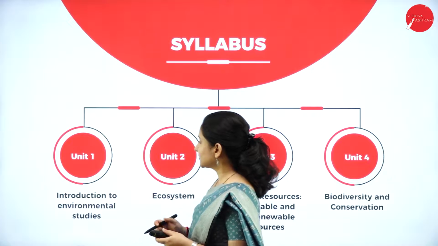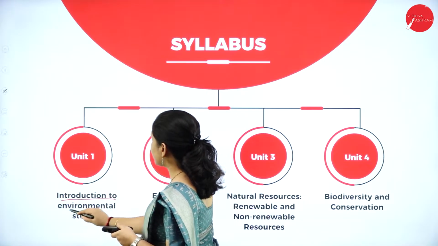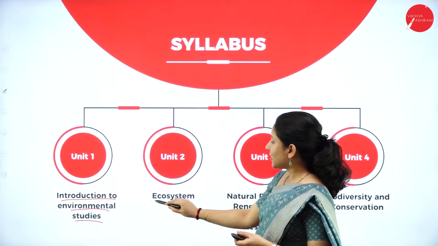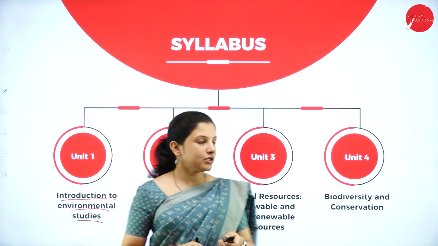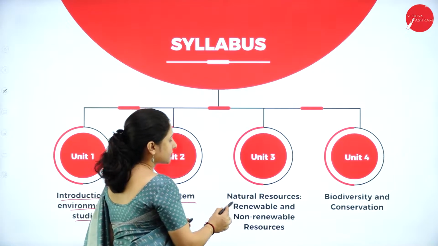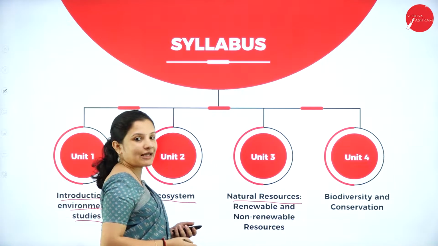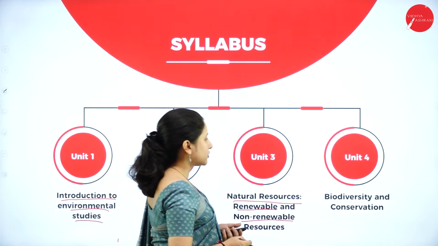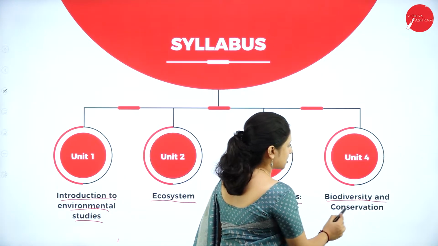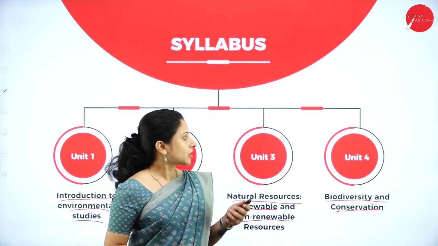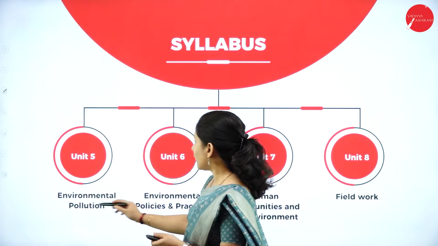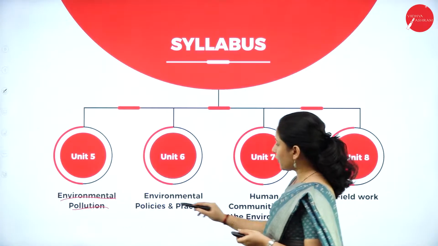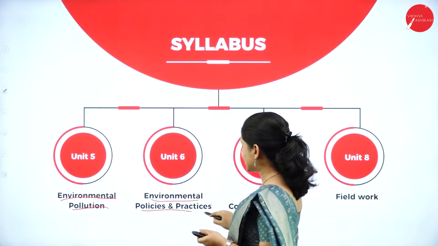So the first unit in the syllabus is Introduction to Environmental Studies, and the unit 2 wherein we'll study about the ecosystem, the unit 3 which talks about the natural resources, that is the renewable and the non-renewable resources, and the 4th unit is about biodiversity and its conservation. The 5th unit is about environmental pollution. The unit 6 is of environmental policies and practices.